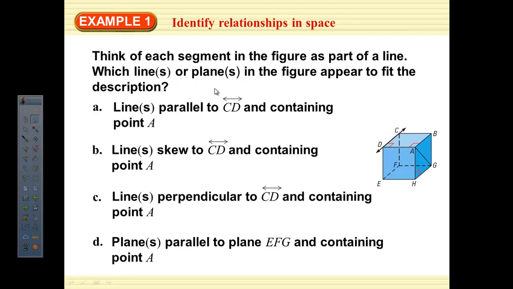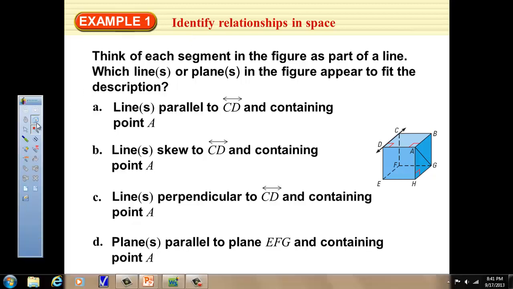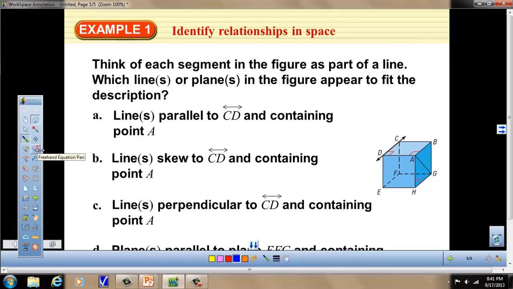We're now looking at parallel lines, perpendicular lines, and skew lines. For this picture right here, we have a bunch of different lines shown, and what we want to do is look at which lines or planes in the figure appear to fit the description shown. So for the first one, we've got lines parallel to CD and containing point A.